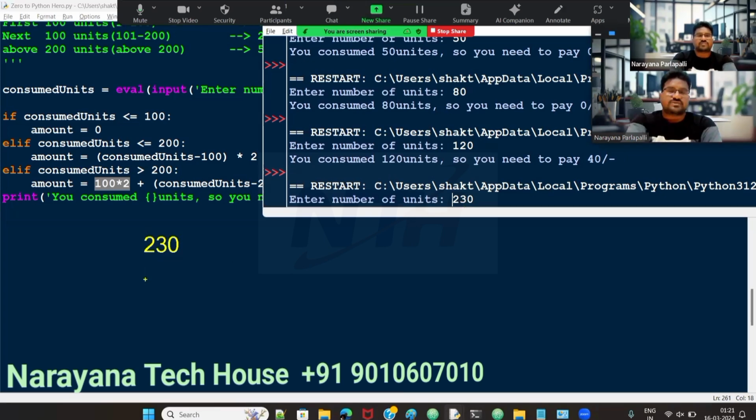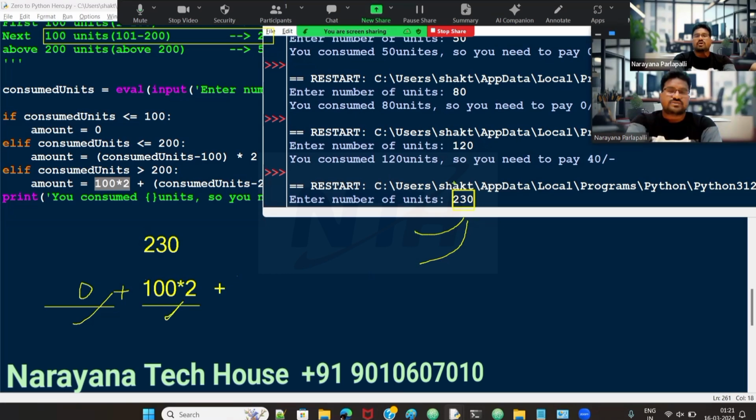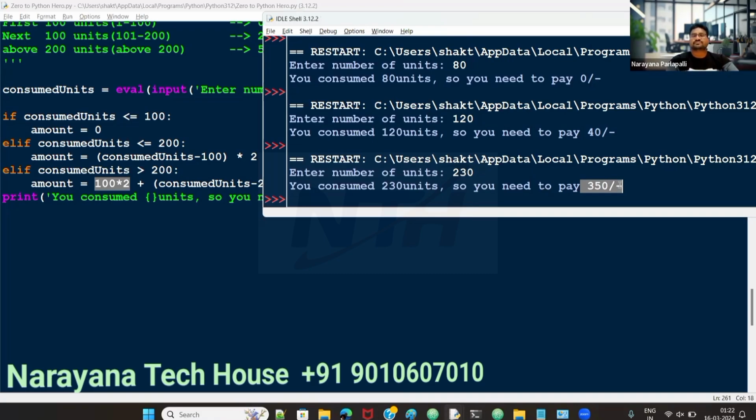Let's calculate here. Total units 230, and first and second 100 units. The first 100 is 0, keep that aside. Second 100 into 2 rupees, plus the remaining. Remaining 30 will be there, after 100 over and 200 over. 30 into 5, that is 150. So 200 plus 150, that is 350 is the amount if you consume 230 units.